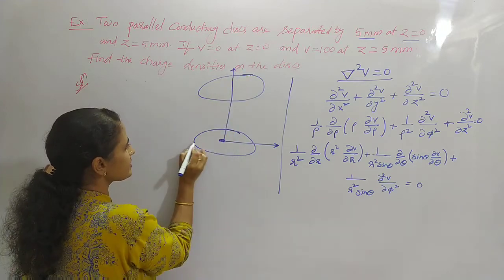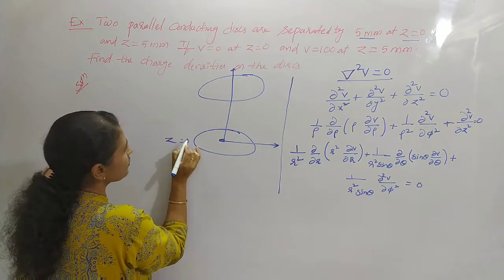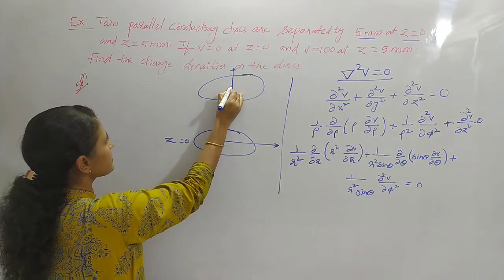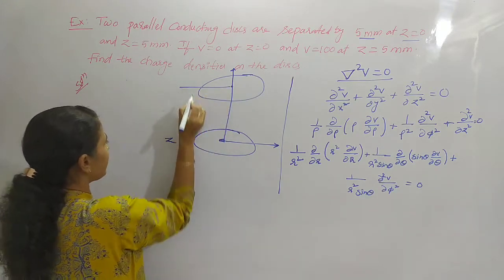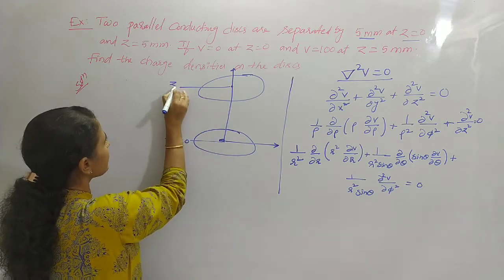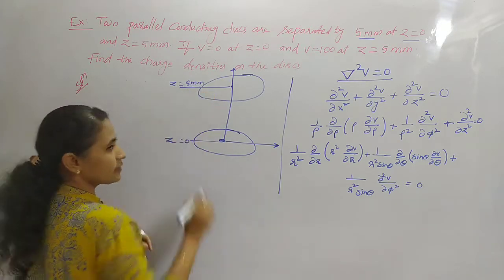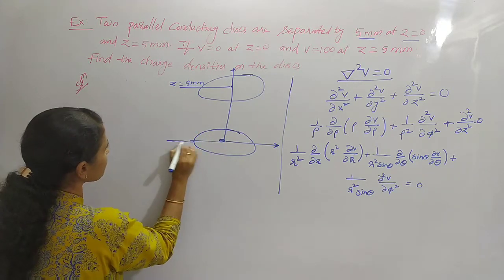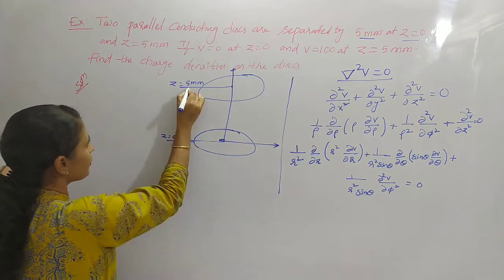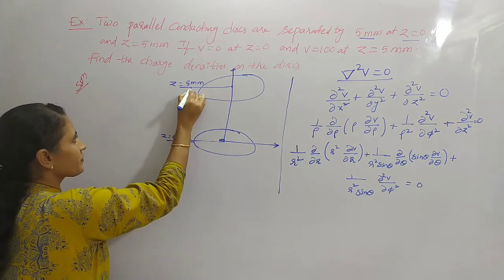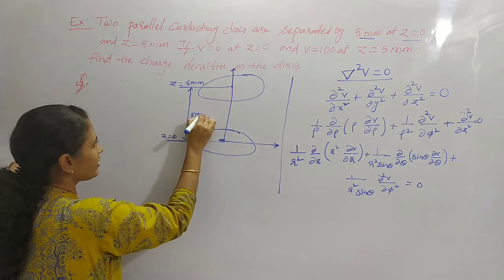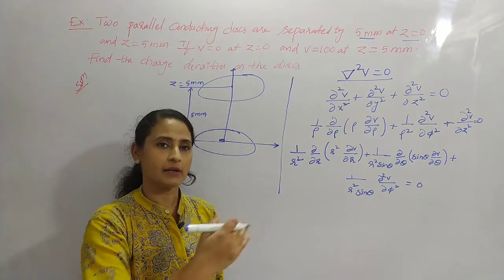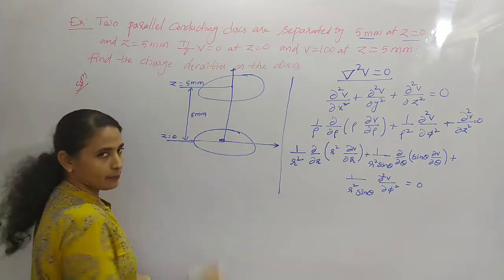Okay, so this is a line at z equal to 0, and this is at z equal to 5 mm. So the distance between these two discs is 5 mm only. Two discs placed along the z axis are separated by 5 mm.